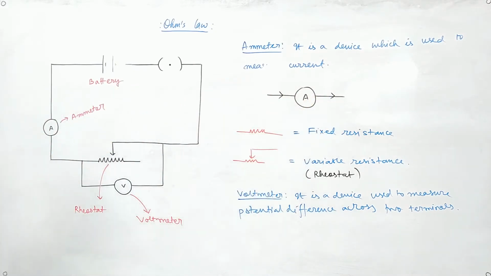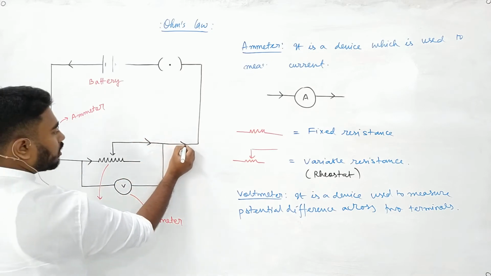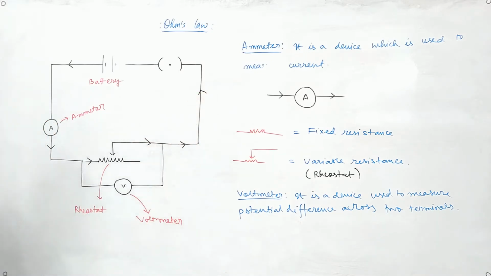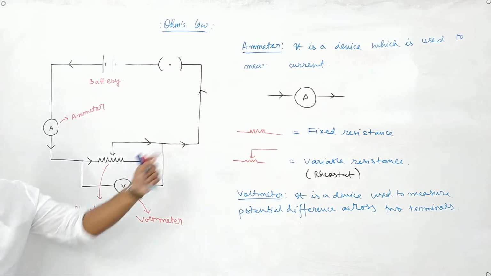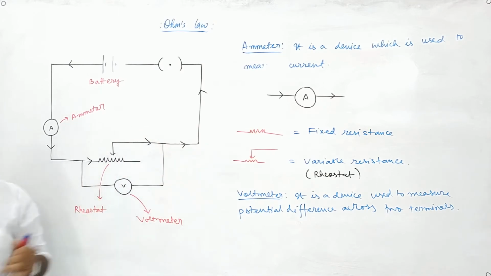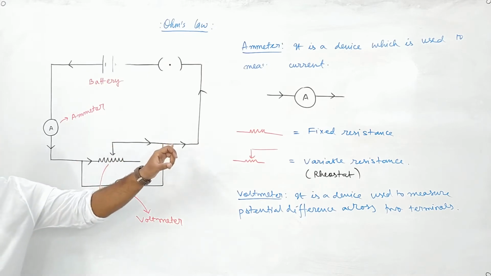Okay, now if I think about the current will be flowing in this direction, right? So this is the original direction of the current. Is the original current flowing through the voltmeter? No, it is kept parallel to the line of current, right?